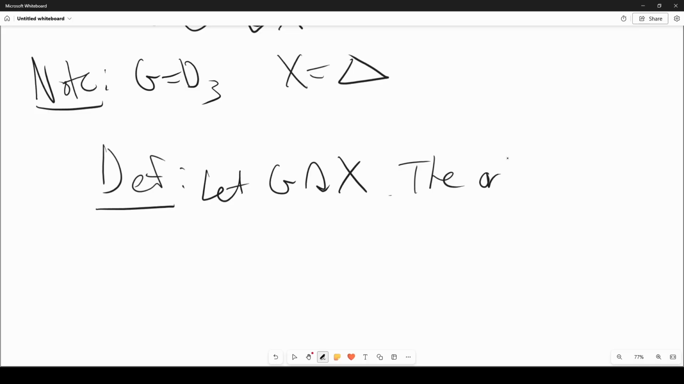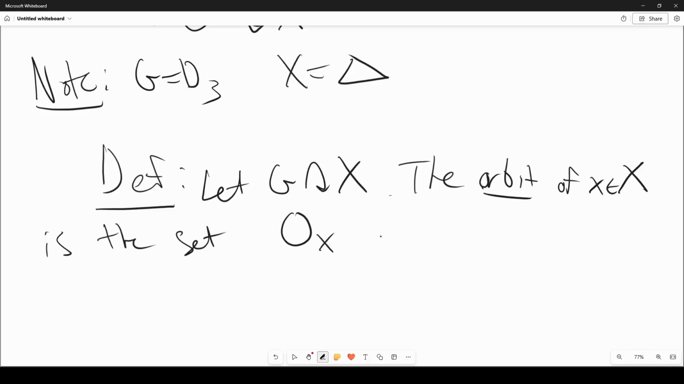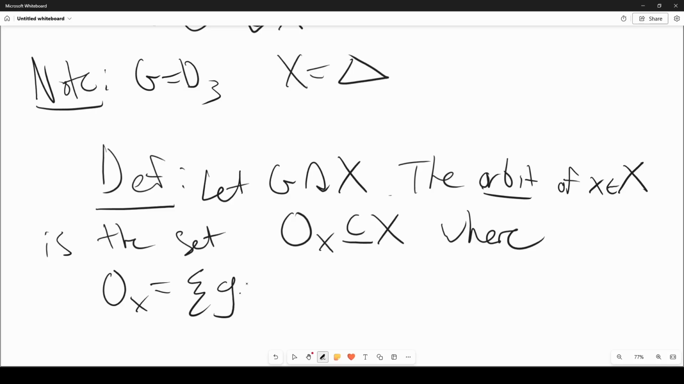The orbit of an element X in X is the set O sub X, that's just how I'm going to denote it, inside of X, where O of X equals those elements that look like G dot X for all G in G.